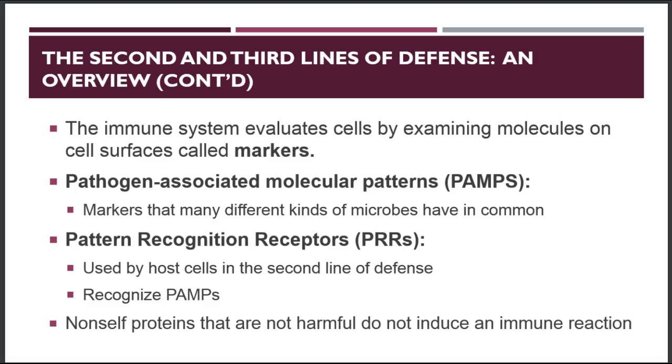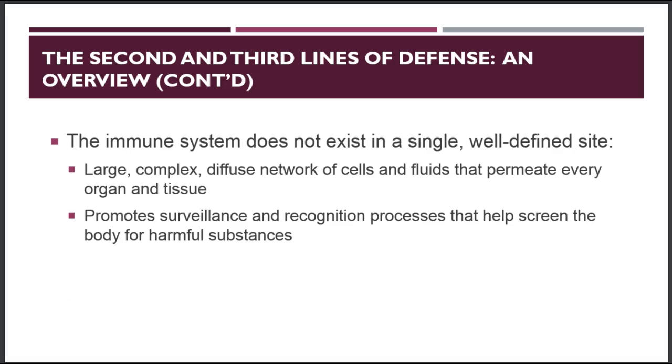Pattern recognition receptors, or PRRs, are receptor molecules on the surface of white blood cells to recognize and distinguish between self and non-self. So when these cells recognize self marker proteins, they do not induce an immune reaction. Our cells recognize those as our own and don't initiate an attack on that cell.